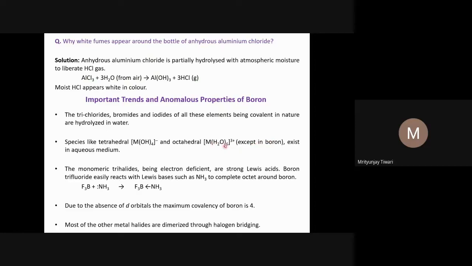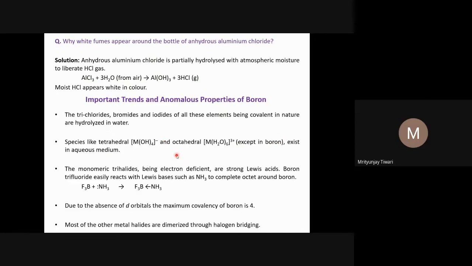For boron, this kind of formation will not be there, because boron doesn't have empty d orbitals. It means it cannot form this [M(H2O)6]. Both kinds of compounds can exist in the aqueous medium.